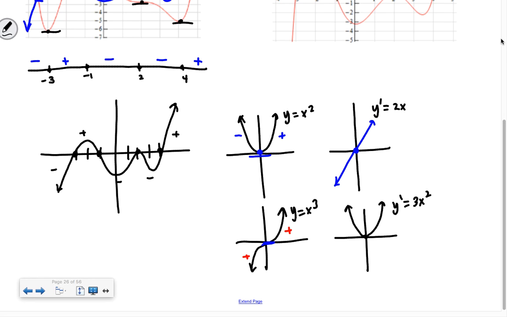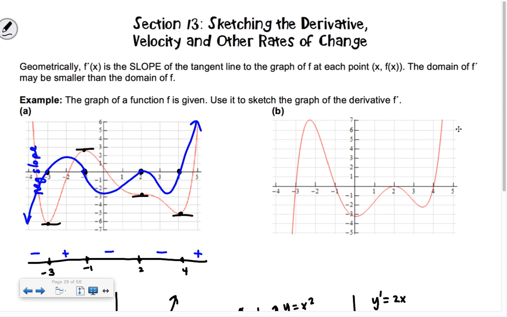All right, so let's do this one. If I was trying to do this as quickly as possible without doing the number line and so on, I would first find where my slopes are equal to 0. So there are 4 locations. So I draw those along the x-axis.